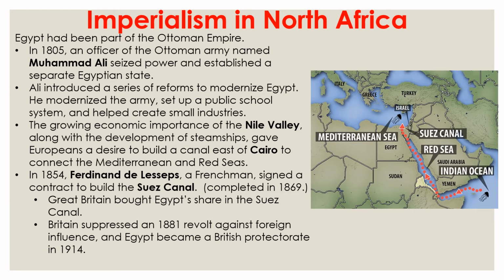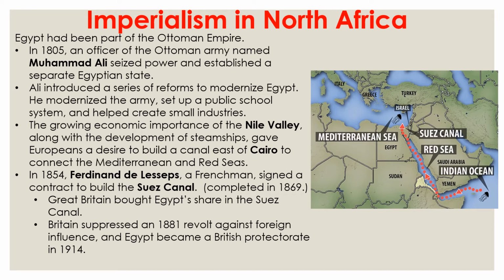Now, as this new state, Ali introduced a series of reforms to try to modernize Egypt along the European model. He modernized the army, which he now established as his own personal Egyptian army. He set up a public school system like they had now developed in Western Europe, and he helped create small industries so that they could export goods to other areas.